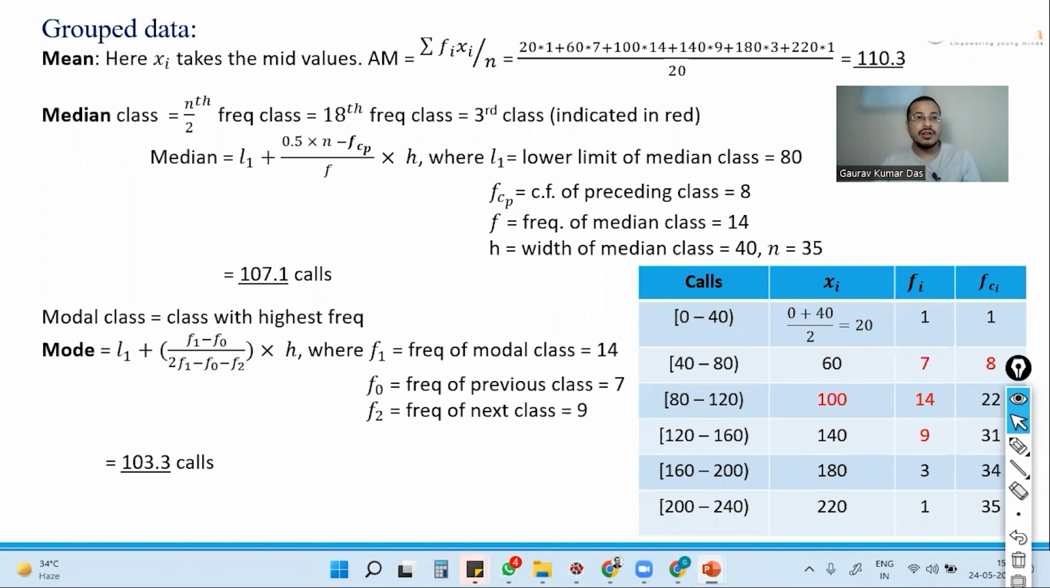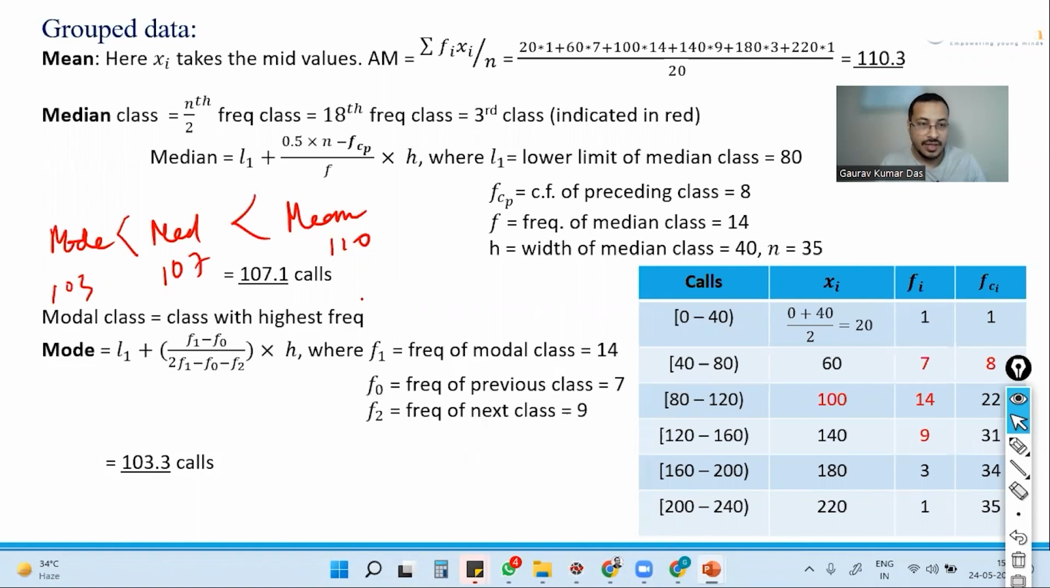Now, if you look at the mean, median, mode values, right? My mode is 103.3, median is 107 and mean is 110, right? So if you look at this, mode is actually less than the median and median is actually less than the mean. Median and mode do not consider the magnitude of the values. Mean is the only parameter which considers the magnitude of the values to calculate itself, right?